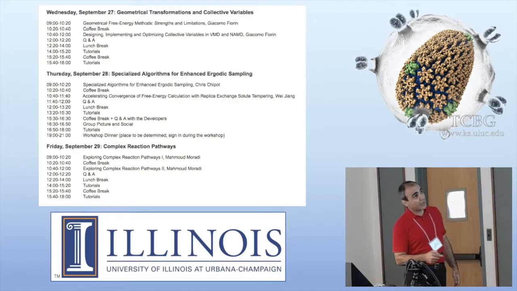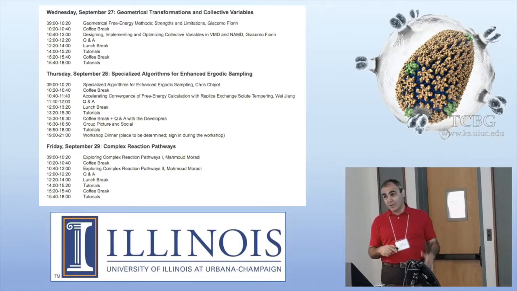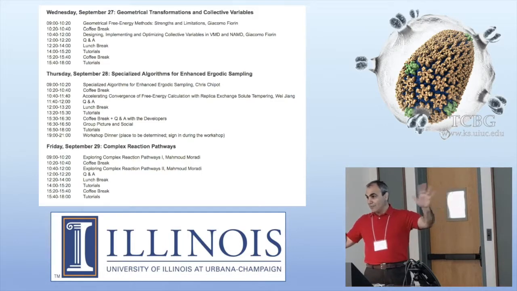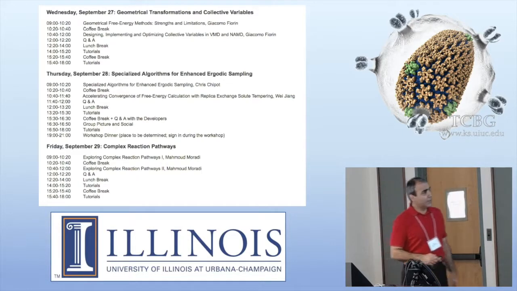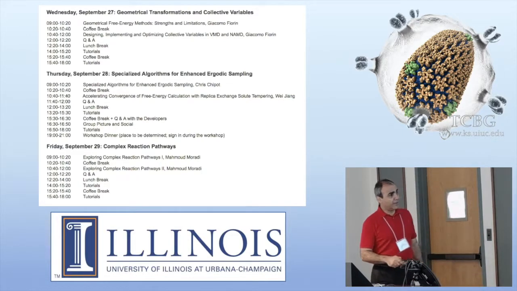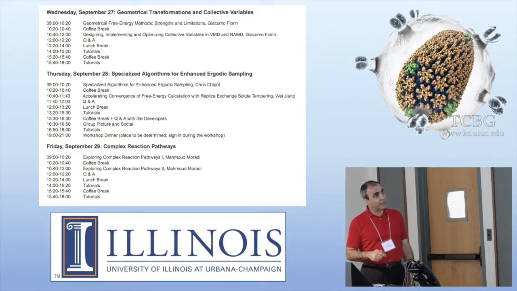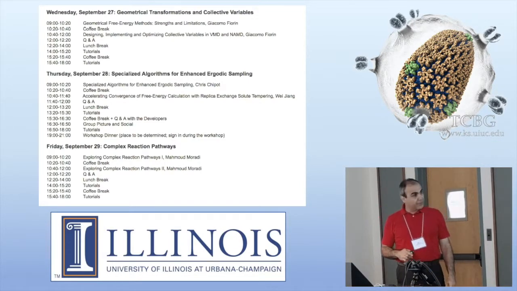Geometrical transformation and collective variables. This is something when you are dealing with complex molecular systems, you have no way to stay out of that. You have to learn that, or you're stuck with just RMSD, which is not very insightful in terms of what is happening. Then a special algorithm for enhanced ergodic sampling. Again, Chris is going to cover this day. And then at the end, we have reaction pathways, somehow application of these collective variables to complex reactions. So a lot of material and a lot of fun. I'm so excited about this workshop.